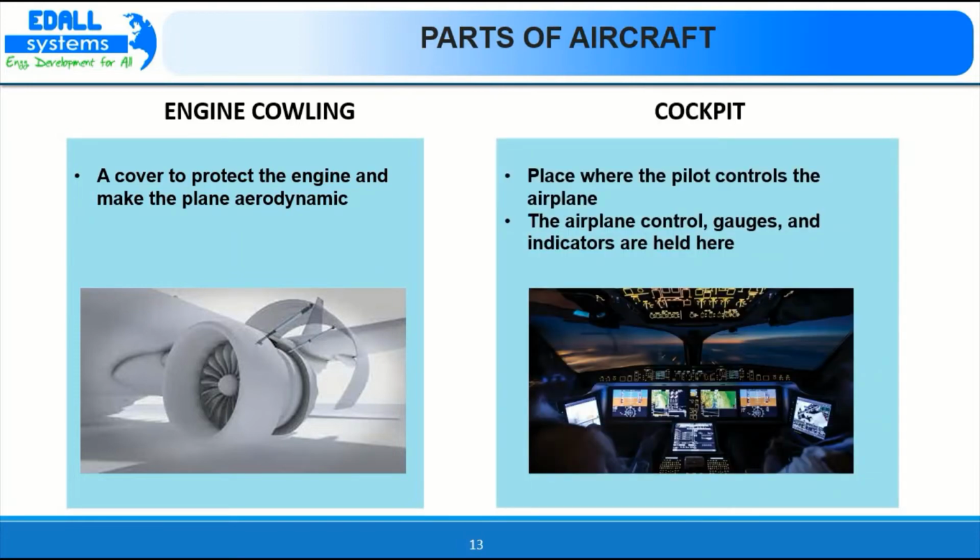So cockpit is the place where the pilot controls the airplane. The airplane control gauges and indicators are held here. So the front part of an aircraft, the nose part where we can see small windows, is the place we call as cockpit, where the pilot sits and controls the entire movement of an aircraft.